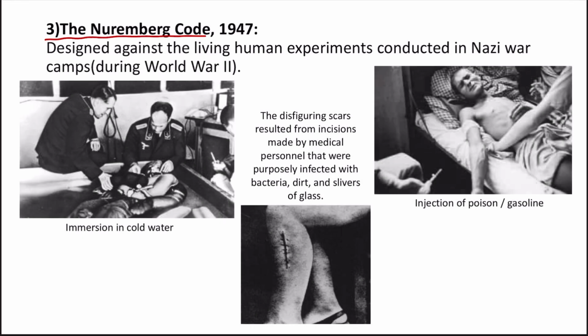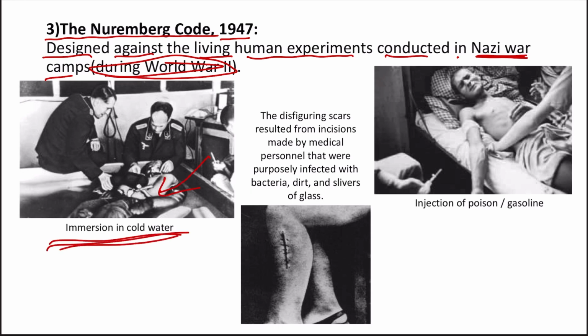So the next one is the Nuremberg Code, which was released in the year 1947, and it was designed against the living human experiments conducted in Nazi war camps during the World War II. So here you can see the different inhuman experiments which were being performed, like human beings were immersed in cold water, as you can see here. Then other experiments included injection of poison or gasoline into the living human.